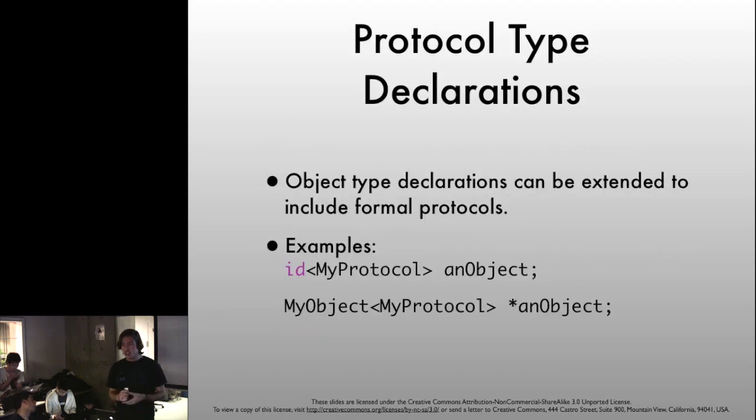So object type declarations can be extended to include support for formal protocols. This first declaration is any object that conforms to the protocol MyProtocol. Since the type of the object is some object that conforms to MyProtocol, that means you know that you can call any method from that protocol on that object, regardless of what it is, as long as it's typed correctly. Static types can also be extended to have a protocol declaration. So that's why we have, for example, a MyObject type with MyProtocol, an object. And that's an object of class MyObject that also conforms to that protocol. Does that make sense?